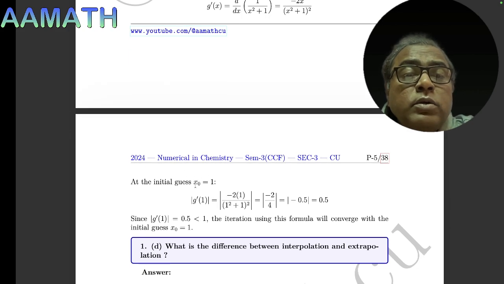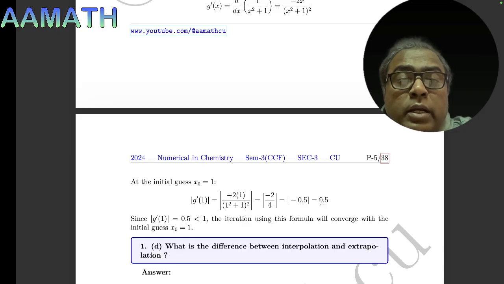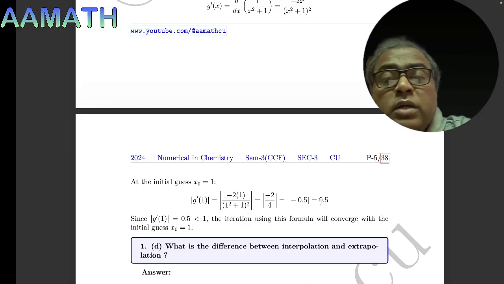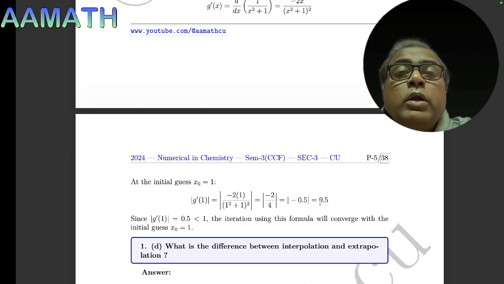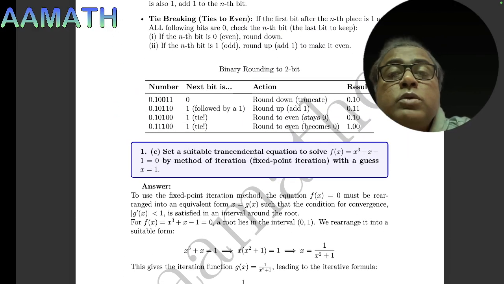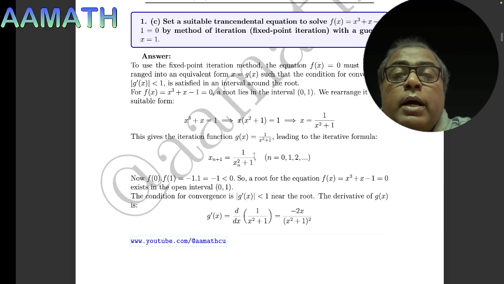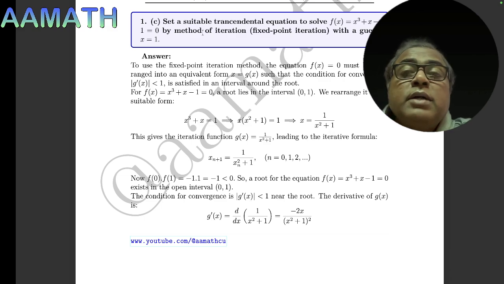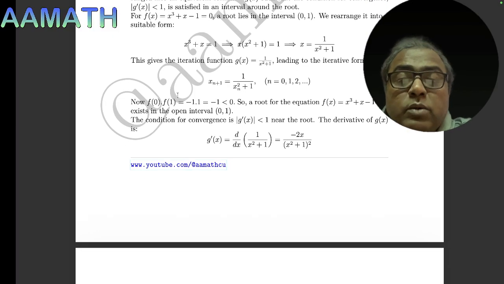Next, the initial case x0 equal to 1. So we find the modulus of g dash 1 equal to 0.5, which is less than 1. So the iteration using this formula will converge with the initial guess x0 equal to 1. The question is to set a suitable transcendental equation to solve this, so we have shown this. This is the suitable function x equal to g(x), that is x equal to 1 by x square plus 1, which satisfies the condition of convergence, modulus of g dash x less than 1. And this is the answer to the question.